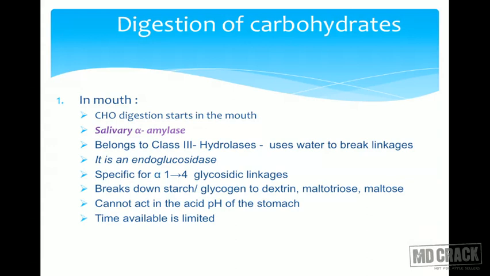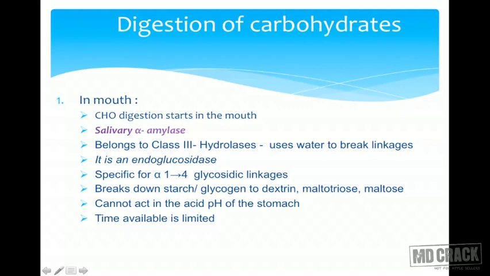What is happening to all that you are eating? First you put it in the mouth. So what is happening? There is the saliva. So carbohydrate digestion starts in the mouth with the enzyme salivary alpha amylase. This is an MCQ. To which class does it belong? As I have told you repeatedly, they all belong to class 3, hydrolases. So it belongs to class 3 hydrolase, which uses water and breaks up the glycosidic bonds.